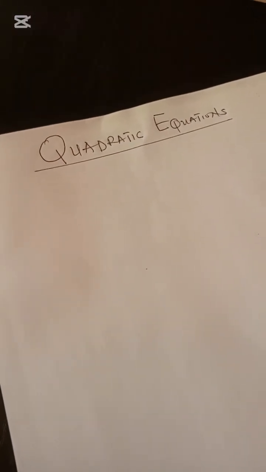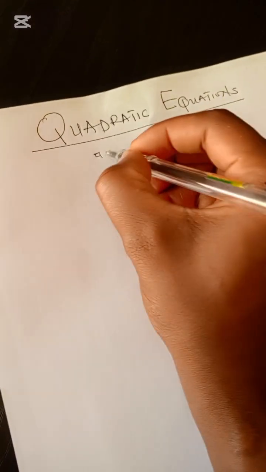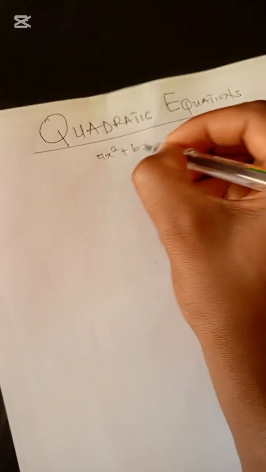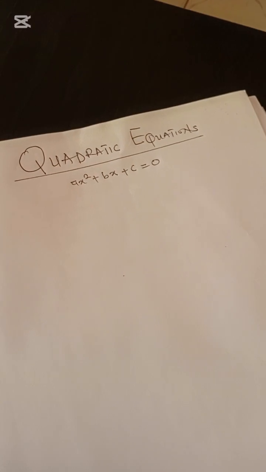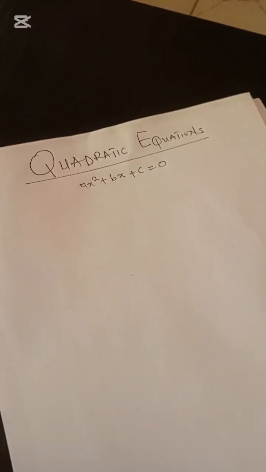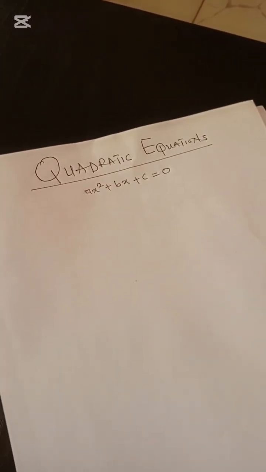Today we'll be looking at what we call quadratic equations. A quadratic equation is an equation in which the highest power of the variable is 2, and this equation can be given as ax squared plus bx plus c equals 0. This is the general form. And just like linear equations, quadratic equations also have different methods we can use to solve them.